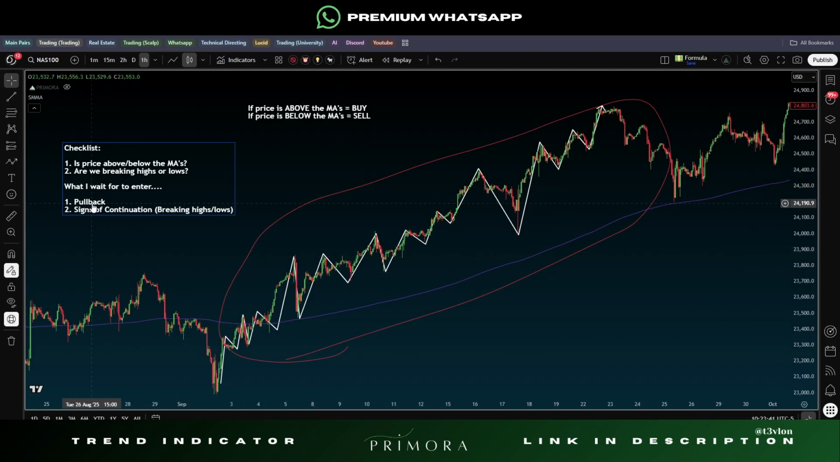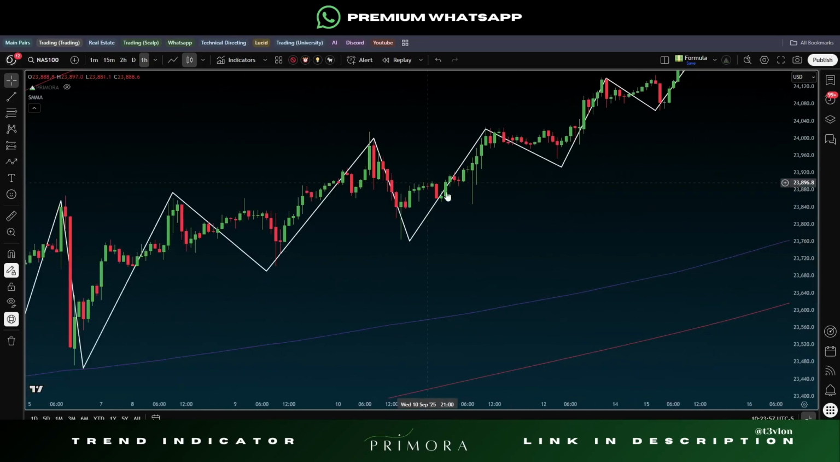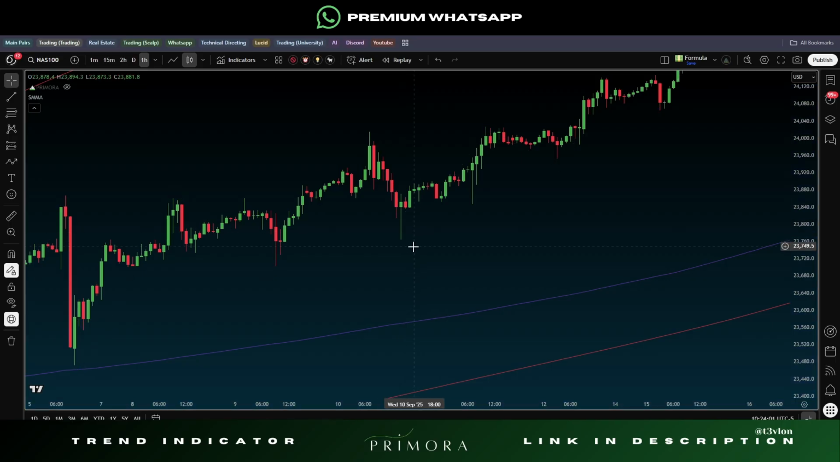Number 1, like I told you, you wait for the pullback. All of these areas that pull back are the areas for you to then look for what? The next thing, signs of continuation, which means what? Breaking highs and lows on what? The lower time frame. So based on the 1 hour, when this pulled back, let me delete this now.